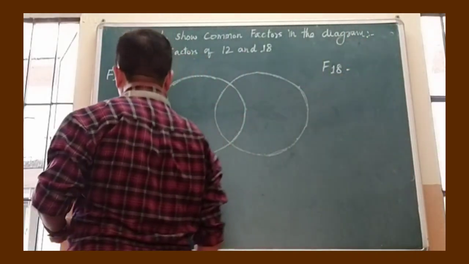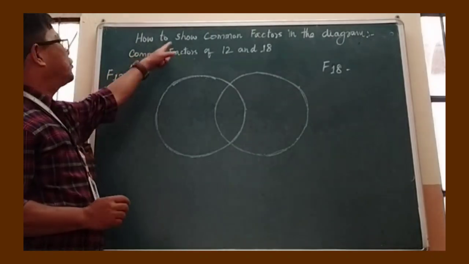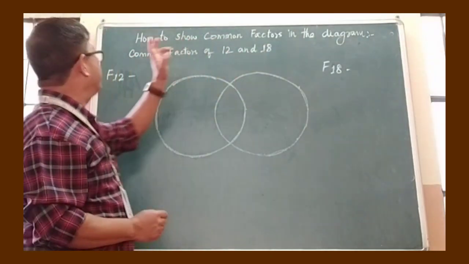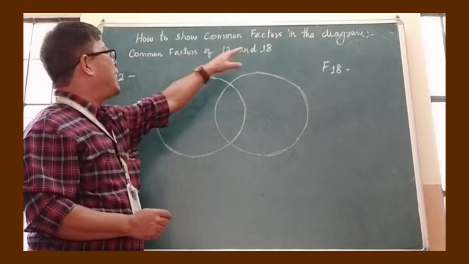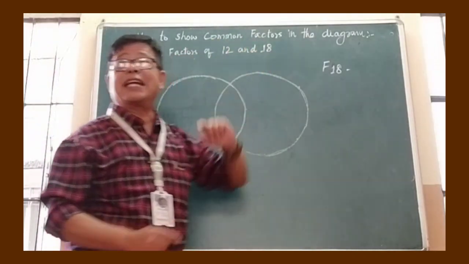Alright children, today we are going to learn how to show common factors in the diagram. Common factors of 12 and 18 we are going to show in the diagram. So what is the spelling of diagram?